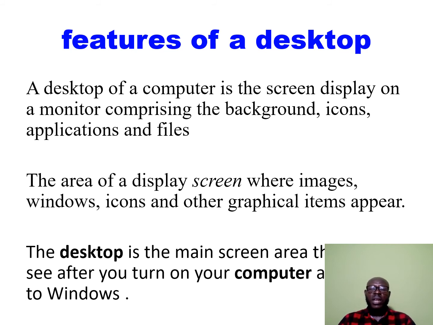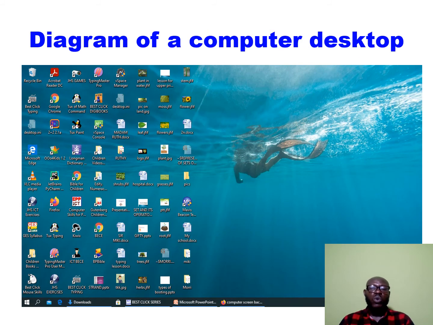Okay, the main screen area of the monitor after booting has taken place, after which the operating system is loaded into the memory of the computer. That becomes a desktop. Okay, the screen display on a monitor, where we have the wallpaper being displayed, where we have icons, where we have files, where we have folders, and all those stuff. That defines a desktop.